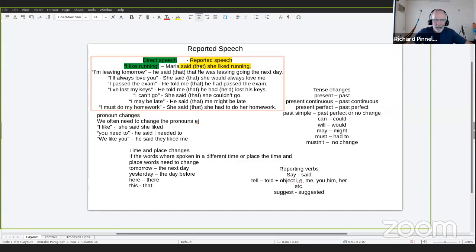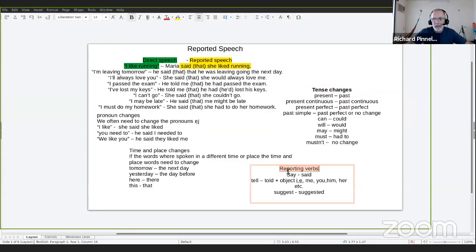You don't need to say that. Finally, we have the reporting of the actual words. So we need to change, in this case, the I to a she. And the other thing that we need to do is change the verb. The verb here was in the present, and we need to put it in the past. And the other part is the same. So we need to make tense changes.